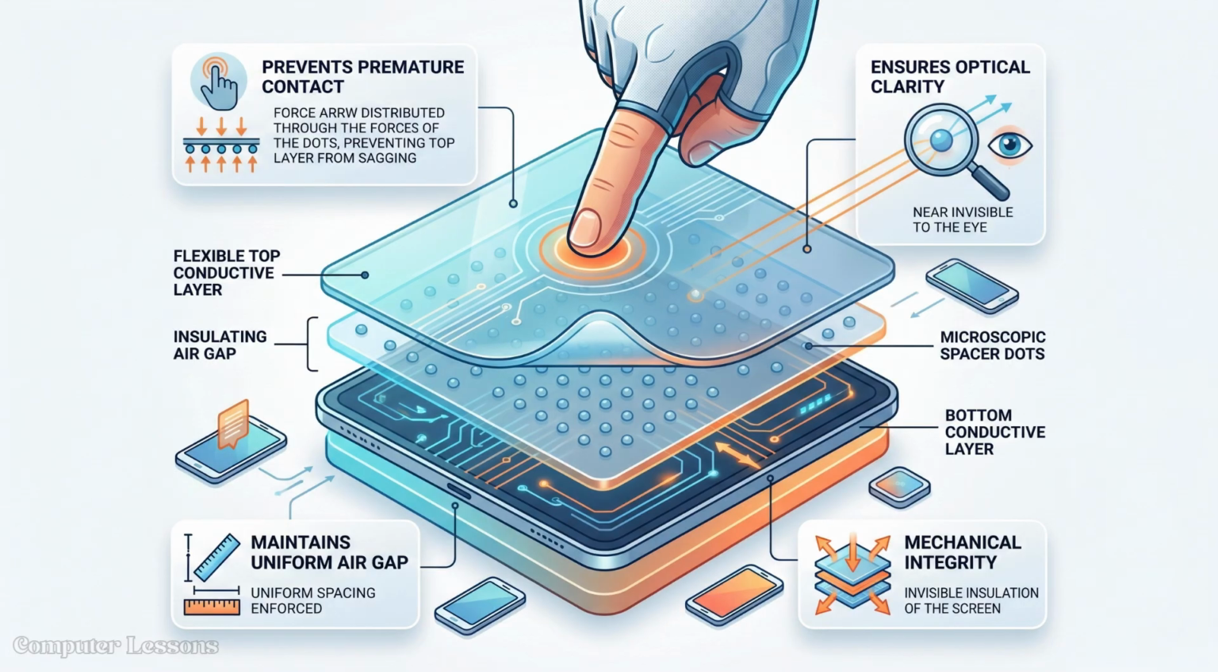To prevent these layers from touching prematurely, engineers use microscopic spacer dots to maintain a uniform air gap across the surface. These spacers are nearly invisible to the eye, ensuring optical clarity while maintaining the mechanical integrity of the device. They act as the invisible insulation of the screen.